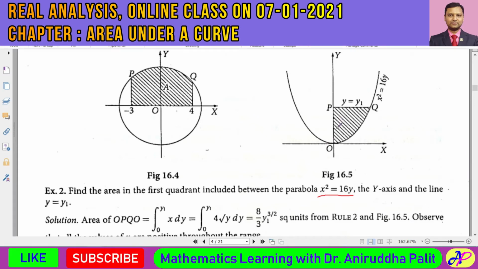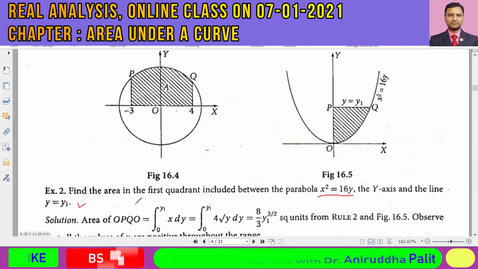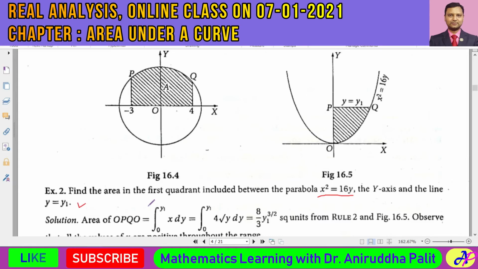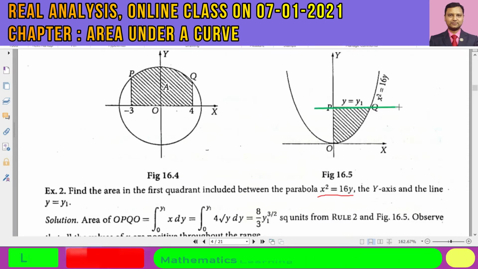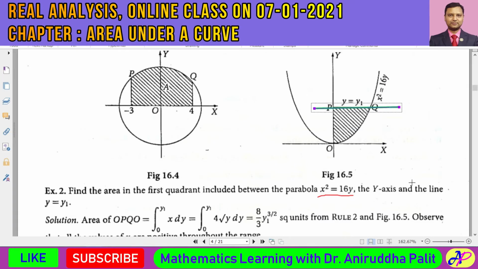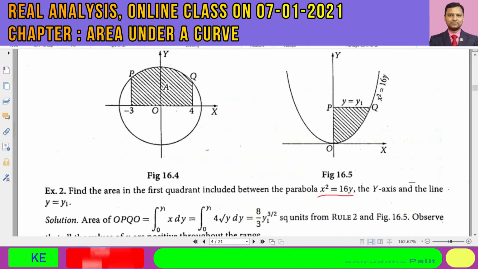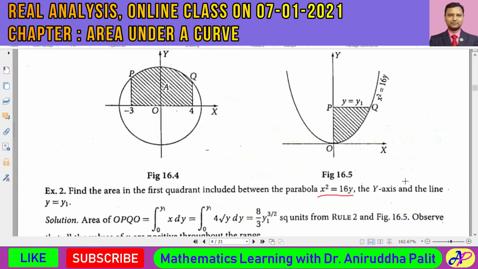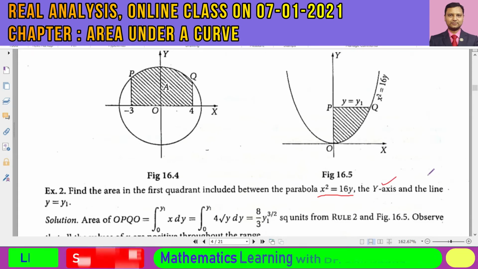Y is equal to y1. Y is equal to some constant is actually a straight line parallel to x-axis. Okay, so y is equal to y1 would be this kind of straight line that is parallel to x-axis. And we will have to find out the area of this curve bounded by y-axis, not x-axis. Be very careful about it. Bounded by x-axis or y-axis, that you need to know.